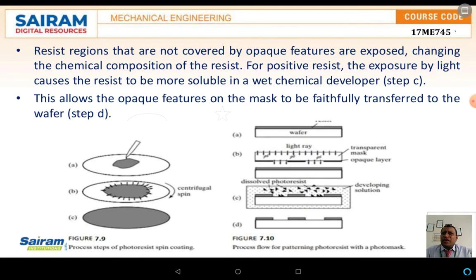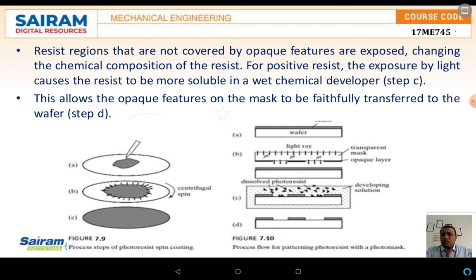Now, the resist regions that are not covered by the opaque features are exposed, changing the chemical composition of the resist. In the positive resist, exposure by the light causes the resist to be more soluble in the wet chemical developer. This allows the opaque features on the mask to be faithfully transferred to the wafer.